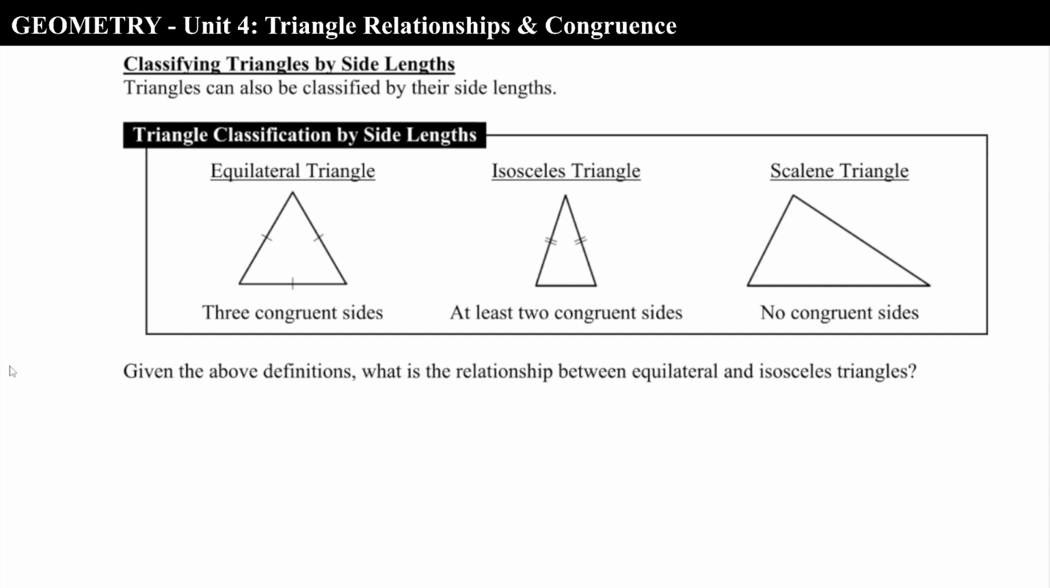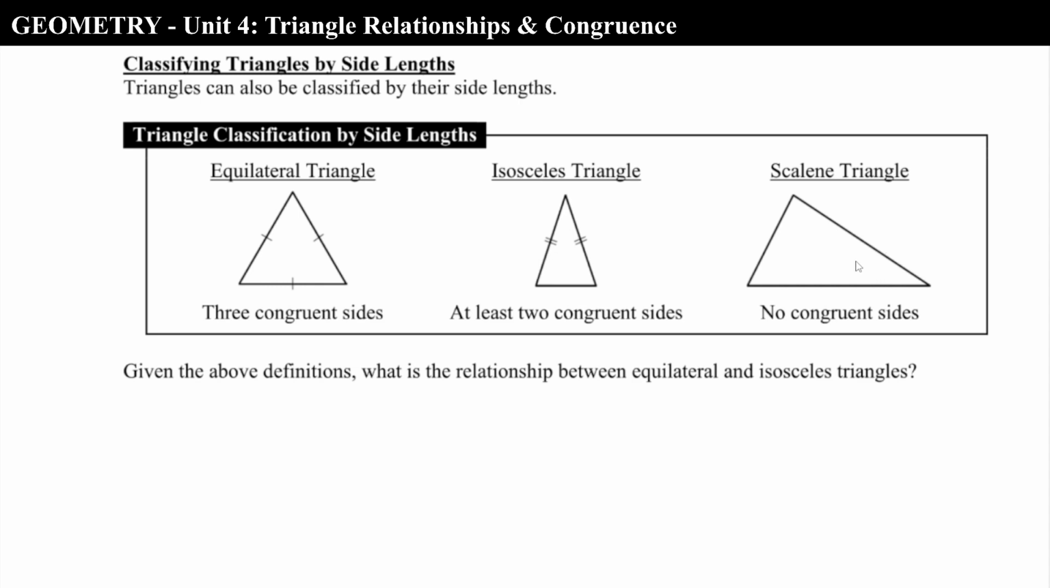Now let's classify triangles by side lengths. We did angles just now, and now we can also classify by sides. An equilateral triangle has 3 congruent sides, all 3 sides the same length. An isosceles triangle has 2 congruent sides, but the third may not necessarily be congruent. And a scalene triangle means that we have no congruent sides at all.